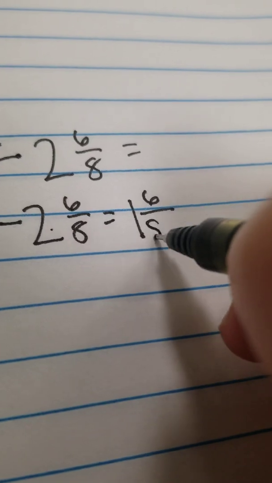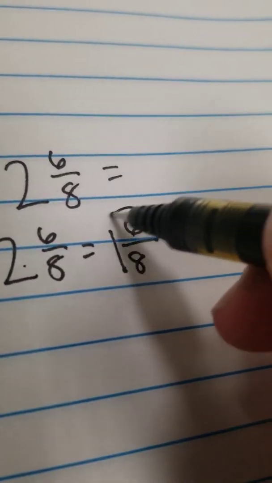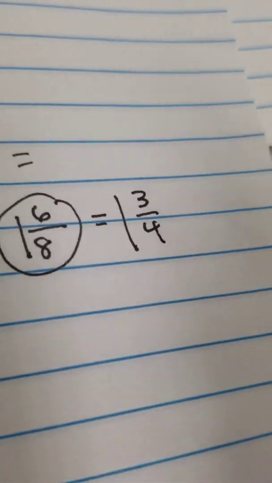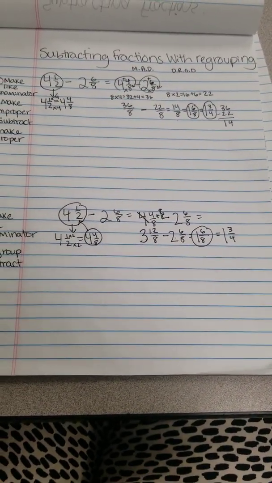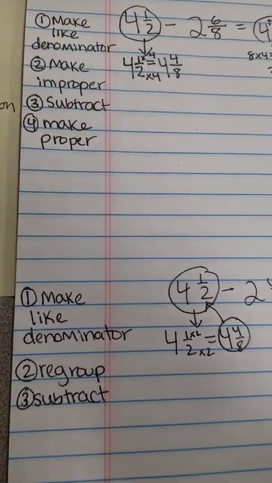8 stays the same. So again, just like before, I still get 1 and 6/8 as my answer, which still reduces to 1 and 3/4 also. So that is how you subtract fractions when you regroup. You have two strategies that you can choose from to help you there.